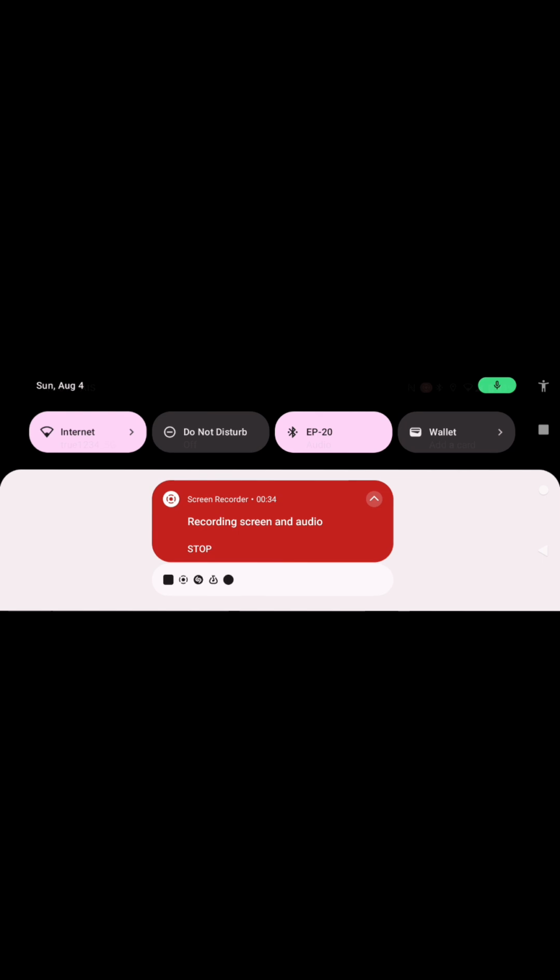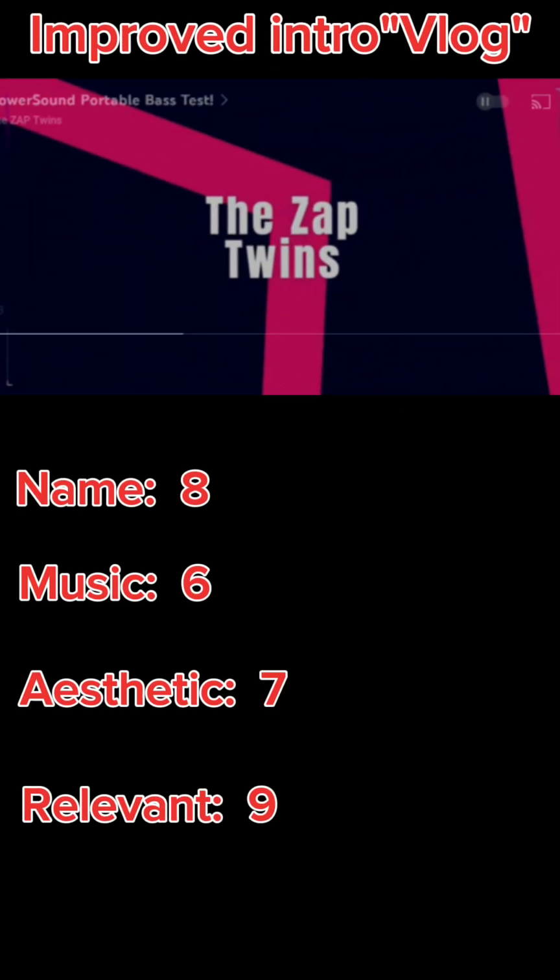That's about it. So this one, it's only really better because of the music. So I'm probably going to put the music from a 6 to a 9.